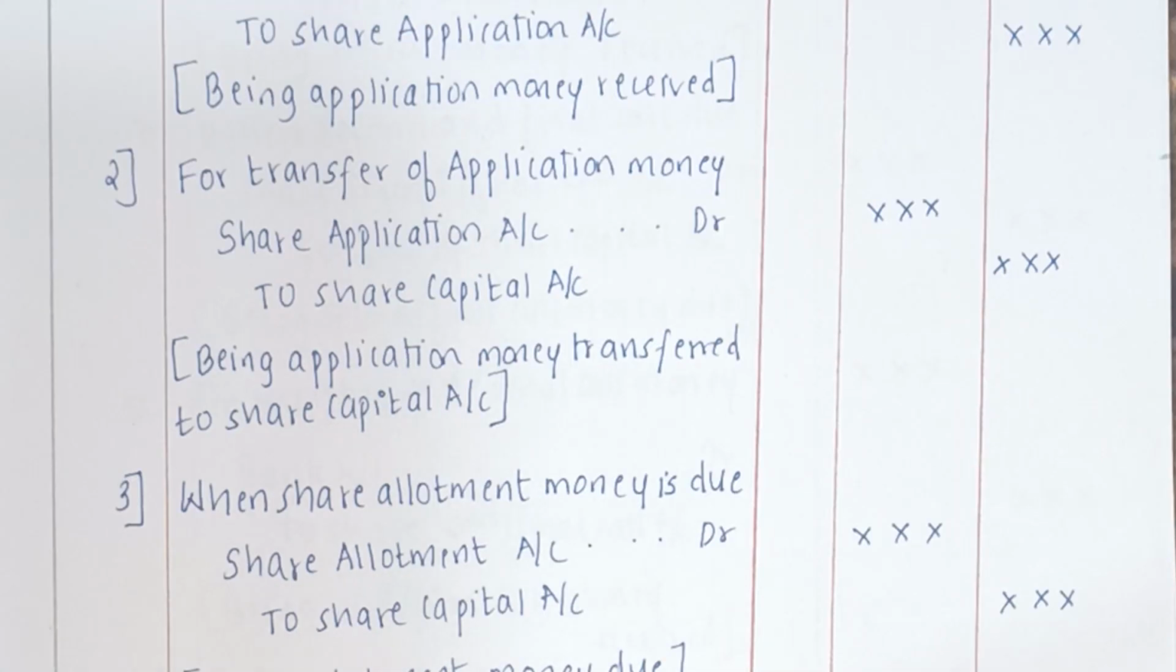Moving forward to the second one, this is for transfer of application money. Once you have received the application money, the next step is to transfer it to share capital account. So the entry will be share application account debit to share capital, and the narration is application money transferred to share capital account.